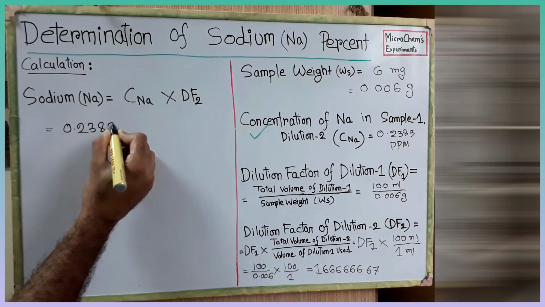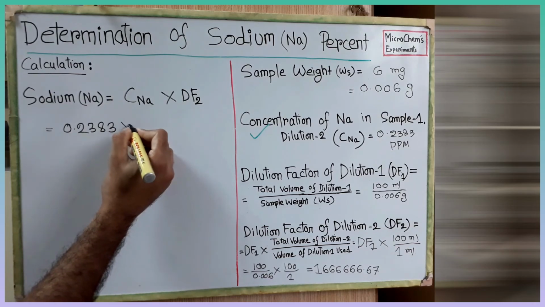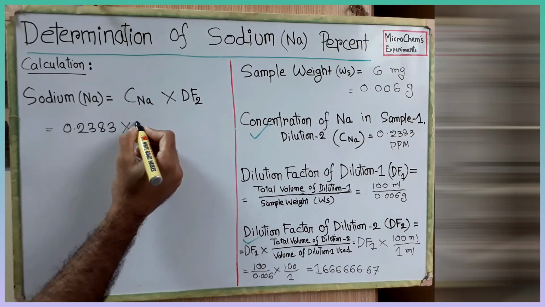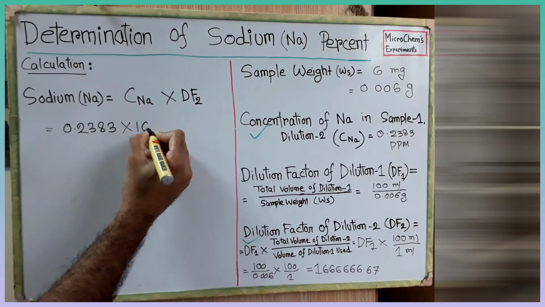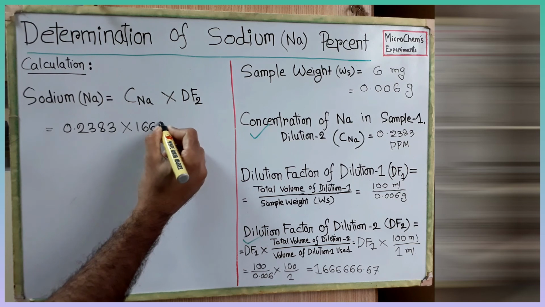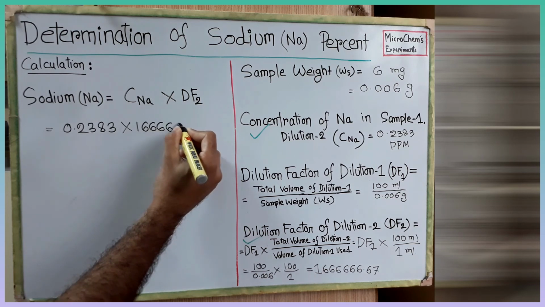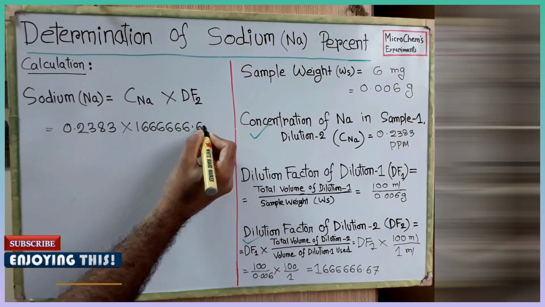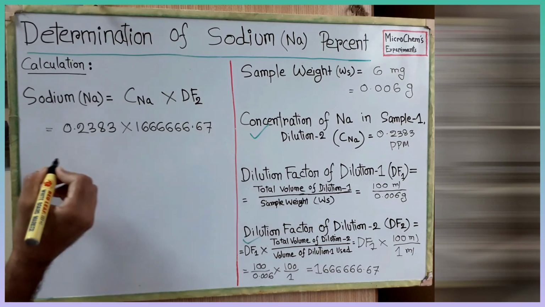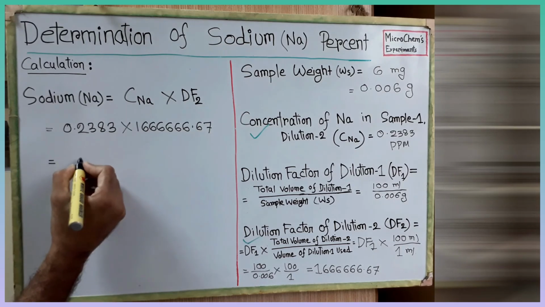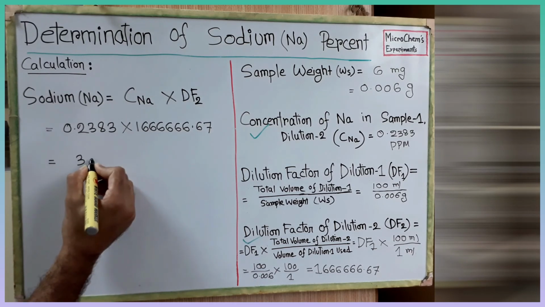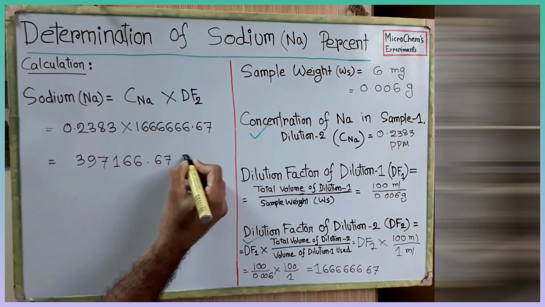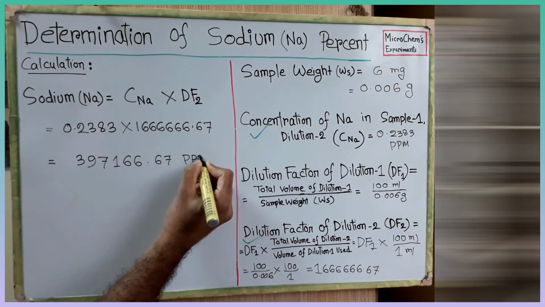is 1,666,666.67. By solving the equation we get the sodium content in sample is 397,166.67 ppm.